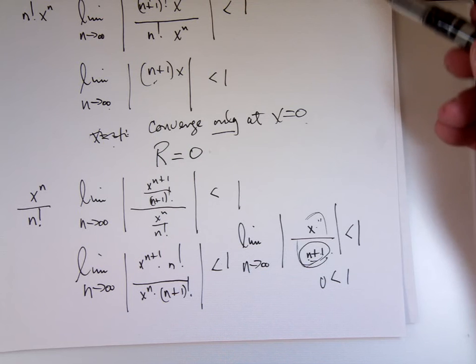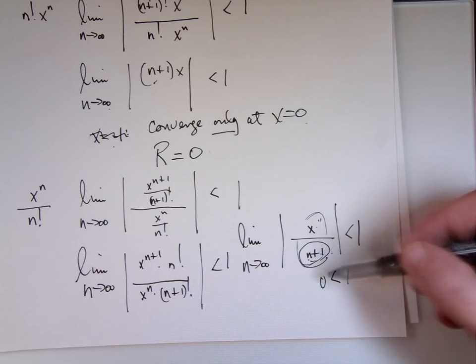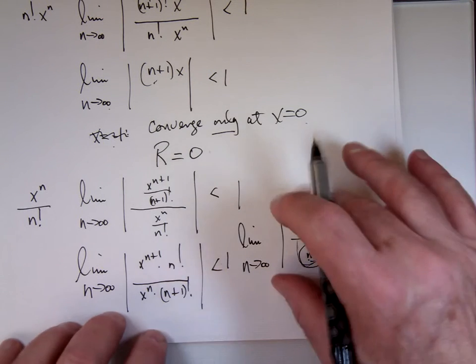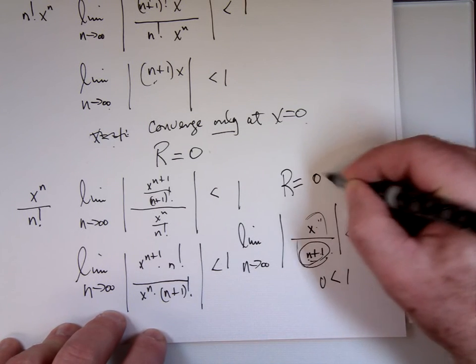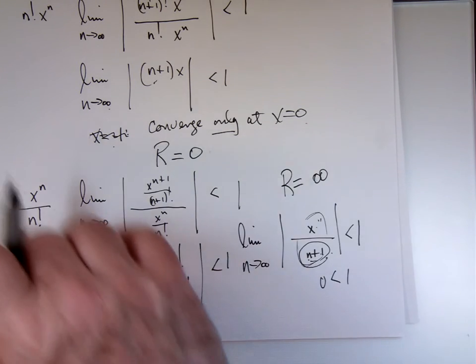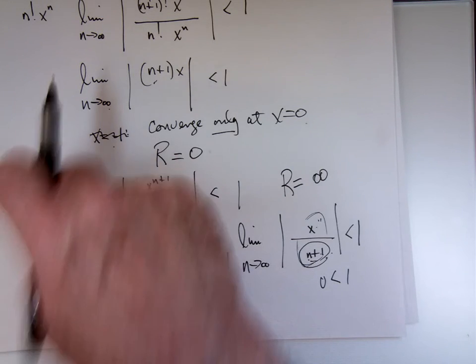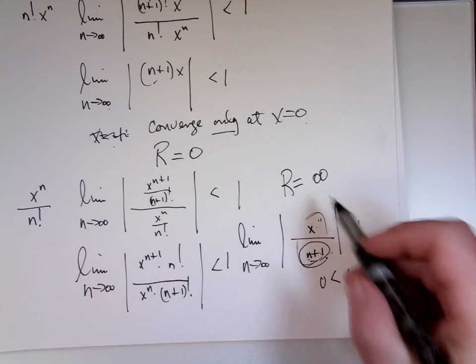This radius of convergence is infinity. This converges for every value of x. So what do you say converges? For all real numbers. R, the radius of convergence, is infinite.